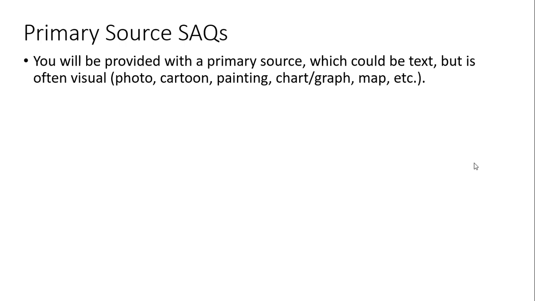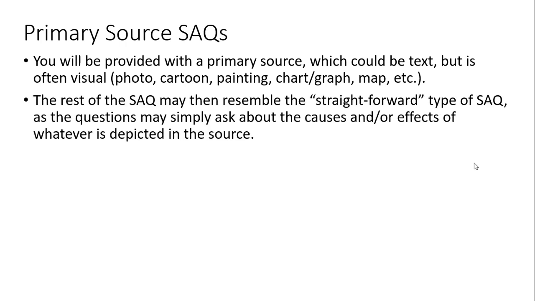And the type of visual varies. It could be a photograph, a political cartoon, a painting, a chart or a graph, a map, and probably anything else. In some of these, the visual is really just meant to introduce you to an idea or a topic. You should be familiar with the visual or the data that's provided or the historical topic that the cartoon is addressing.